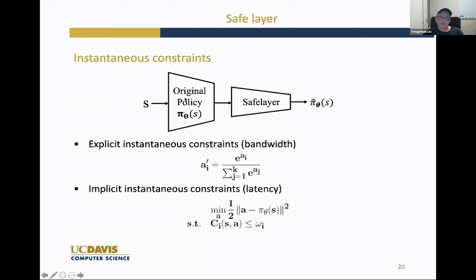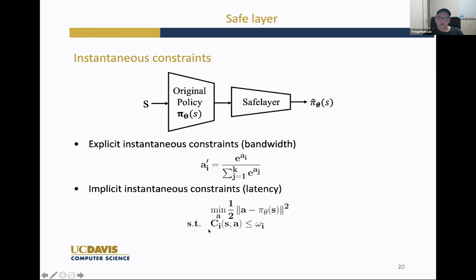So we give a set of actions, but this action may be infeasible. I mean, maybe it violates the constraints. So we put the action into a safe layer, and the safe layer will generate a new action, a new policy, so that the constraint can be satisfied. So far, for the explicit instantaneous constraint, basically the bandwidth constraints, we do it in a simple way. We proportionally scale down the bandwidth required if it's more than the total we have, so it's easily done.